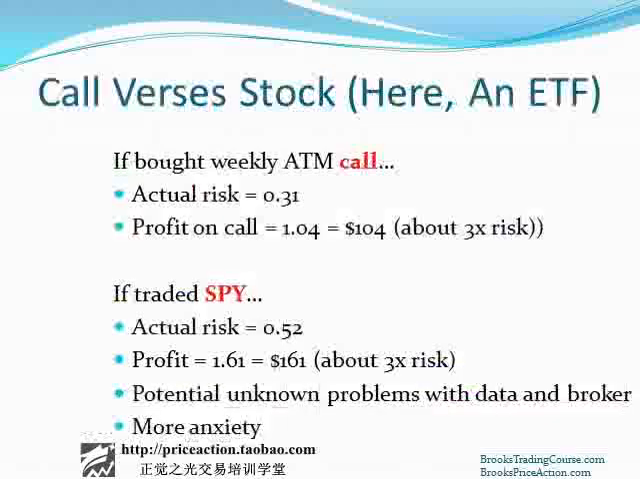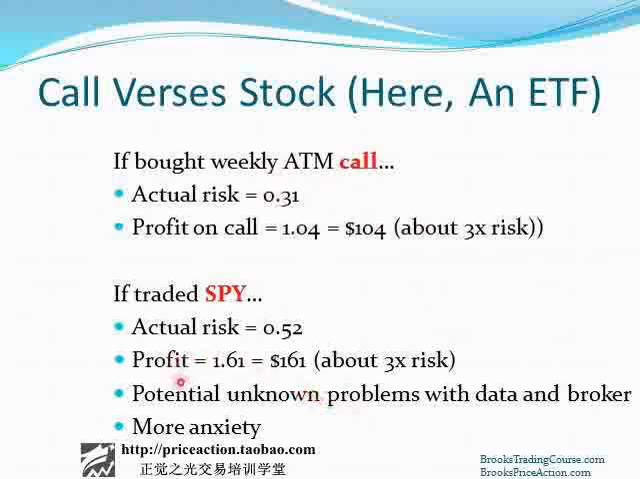Okay, call versus stock. Here, the stock is an ETF, so it's not really a stock. So if you bought the weekly at-the-money call, your actual risk was 31 cents. That's below the bottom of that dip. The profit on the call was $1.04, which is about 3 times your risk. If you traded the spider itself, your actual risk was 52 cents, to the bottom of the bar after you entered, and your profit was $1.61, about 3 times 52 cents. The call, the profit was about 3 times your actual risk.